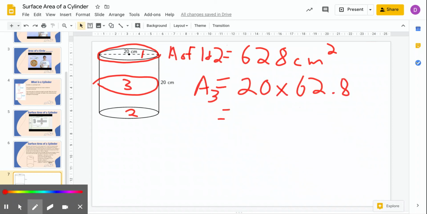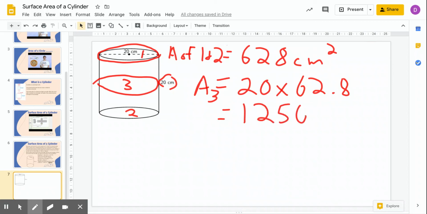Okay, so now we can determine the area of our curved edge, which I just labeled as shape number 3, right? So the area of shape number 3 is 20, which is the height, times 62.8, which is the width. When we multiply those together, we get 1,256 centimeters squared.